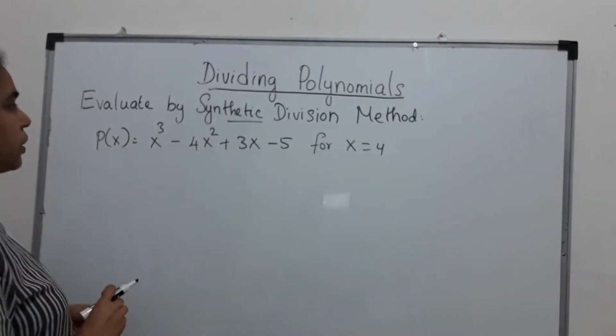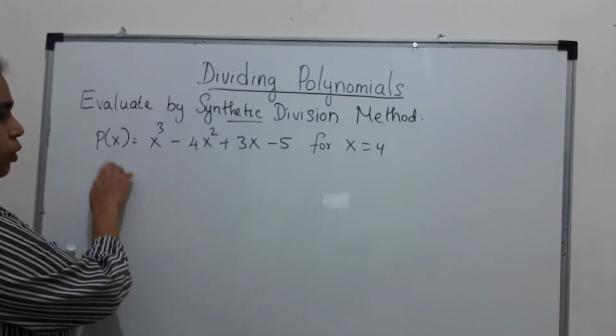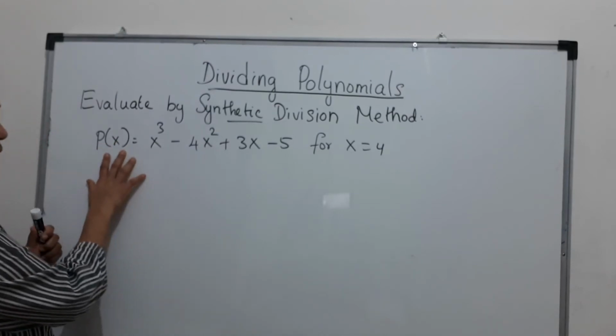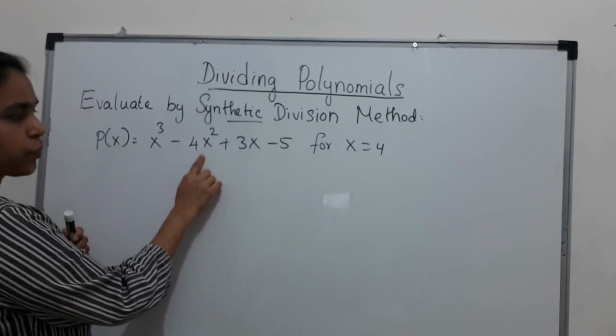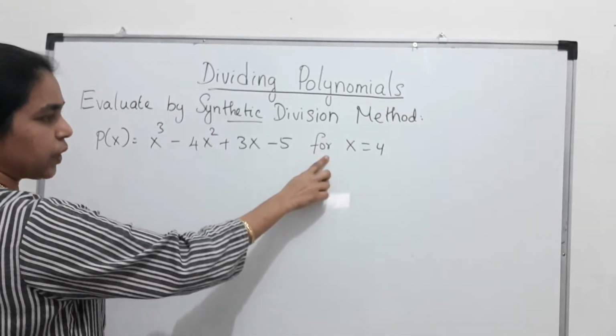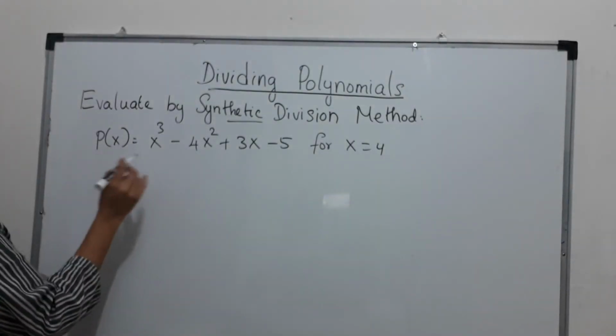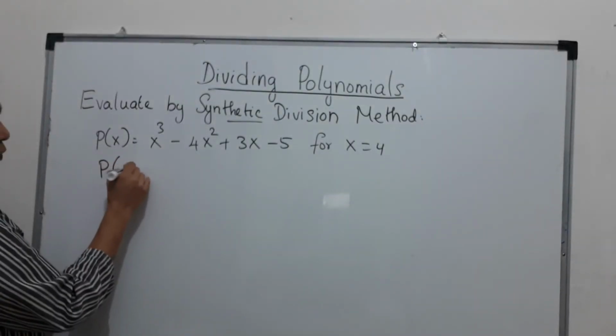This question is about evaluation by using synthetic division method. Okay, so you have to find, this is p of x. p of x is equal to x cubed minus 4x squared plus 3x minus 5. And you have to evaluate for the x value, x is equal to 4. So actually you are going to find p of 4.